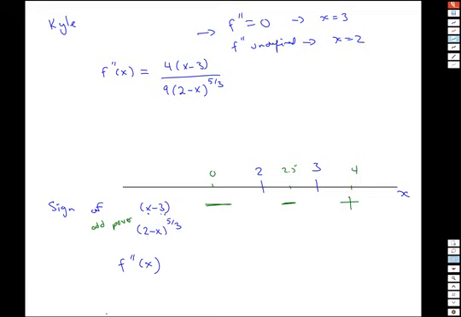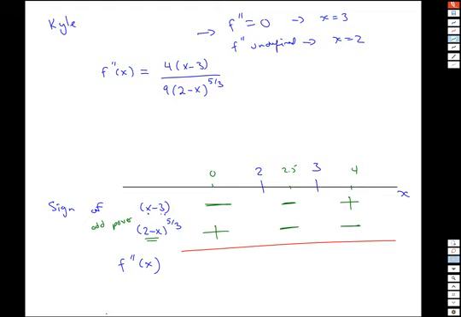So whatever sign you get on the inside, take it to the 5/3, it'll stay the same sign. So you plug in a number like 0, you get 2 minus 0, that's positive. You plug in a number like 2.5, then 2 minus 2.5 is negative. And you're going to get another negative there. And then you just combine those together.